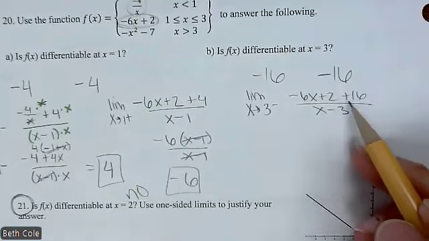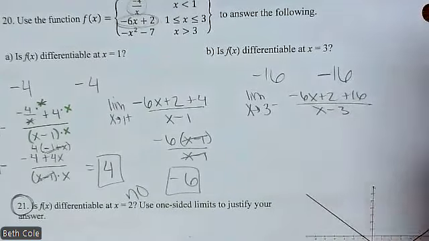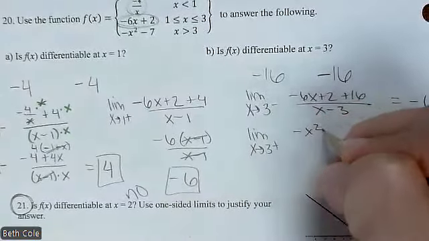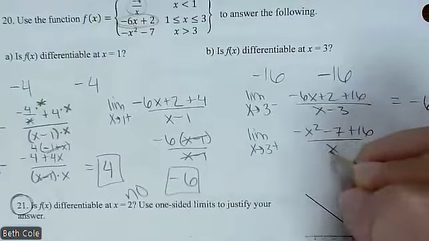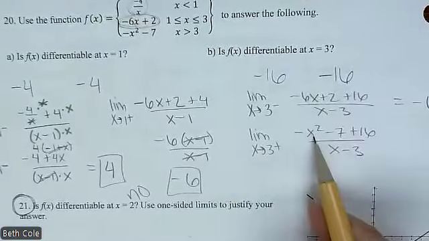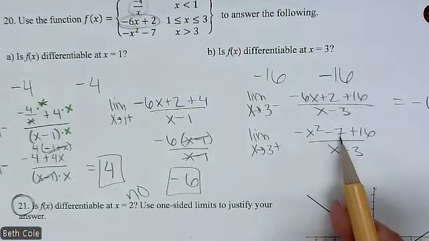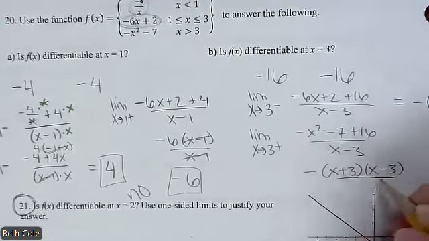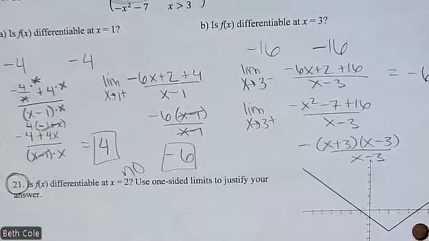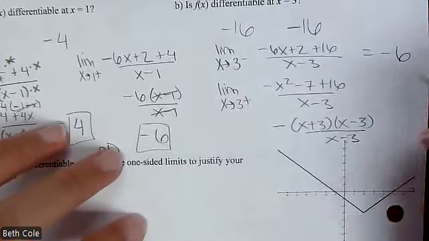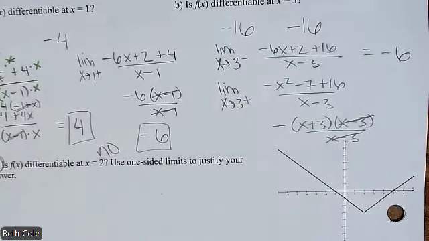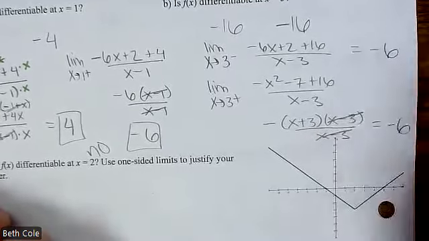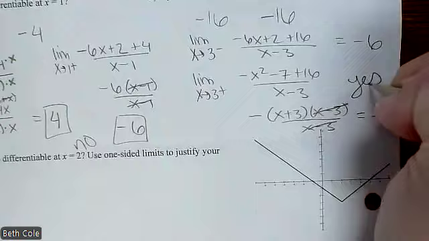What would that be? -6x plus 18. If I factor out a -6, that side would come out to -6. What is that going to be? That'd be negative x squared plus 9. That's a difference of squares. X squared minus 9 is x plus 3, x minus 3. If you plug 3 in, did it come out to negative 6? 3 plus 3 is 6, make it negative. Then what's the answer? Yes.